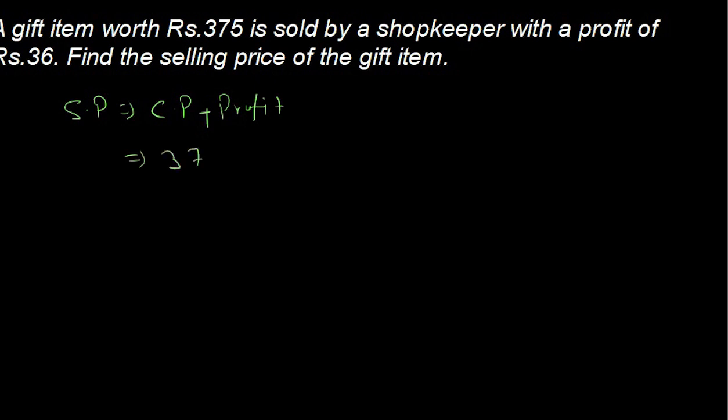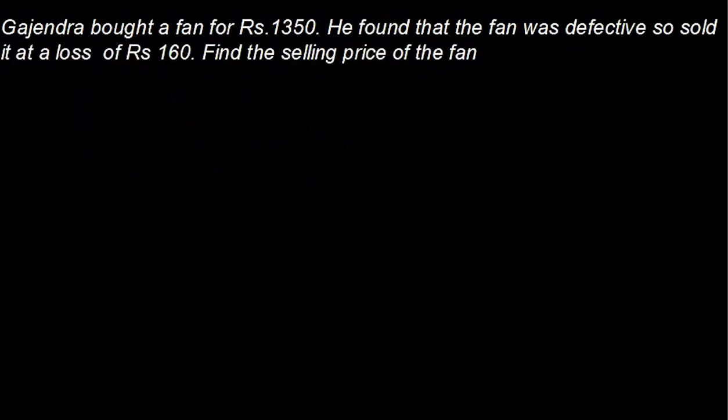Each and everything is given to you. 375 is the cost price. Profit is 36. So your selling price is going to be what? 411 rupees. Okay. Next, come to the next problem. Gajinder bought a fan for rupees 1350. He found that the fan was defective, so he sold it at a loss of rupees 160. So find out the selling price of the fan.